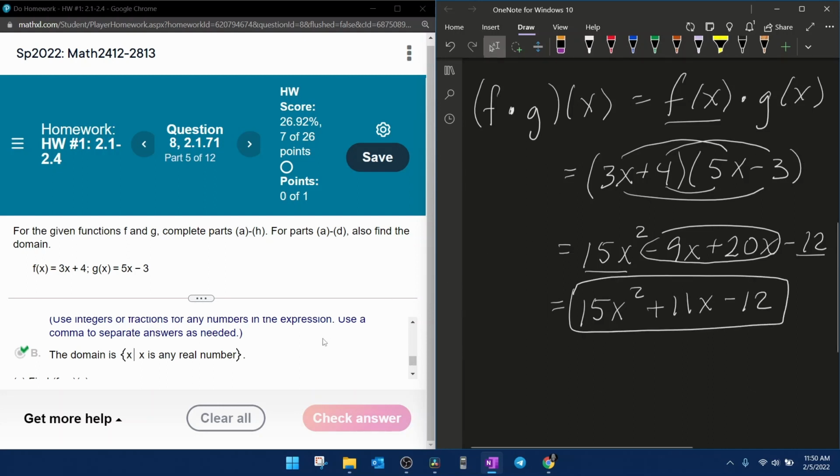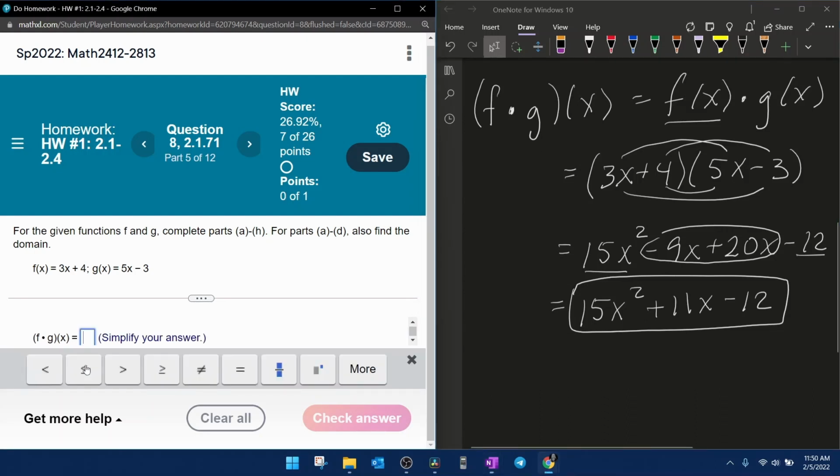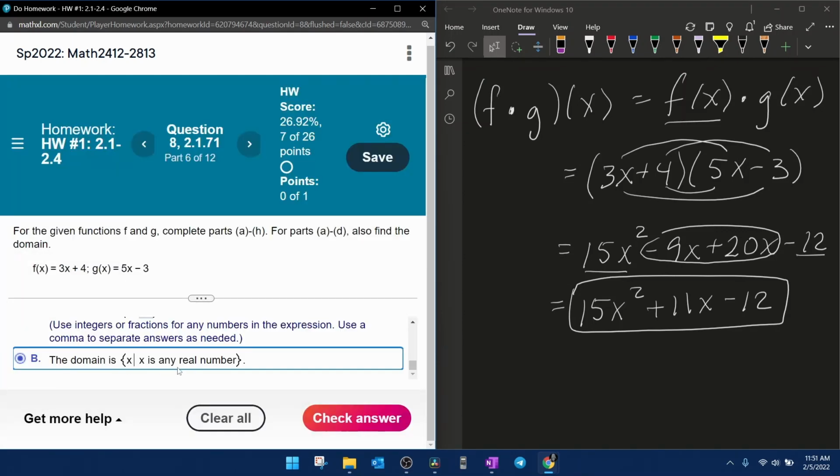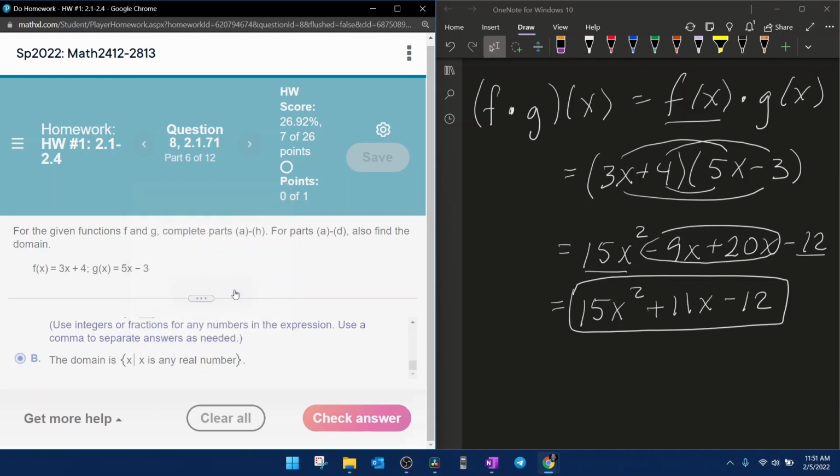And now let's see if we're right. 15x. How do I do a squared? Well, there is a toolbar button for squared. Don't forget to move out of the exponent when you put the plus 11x, minus 12, and the domain again is going to be all real numbers because f and g again are polynomial functions.